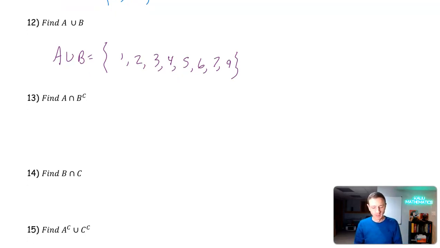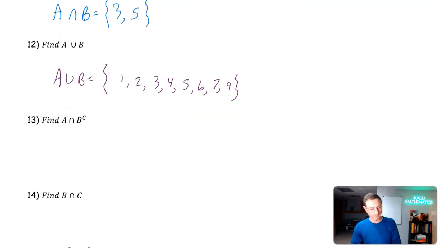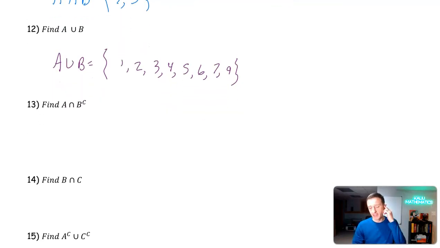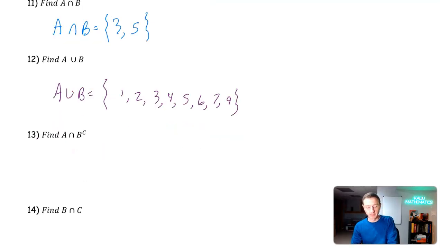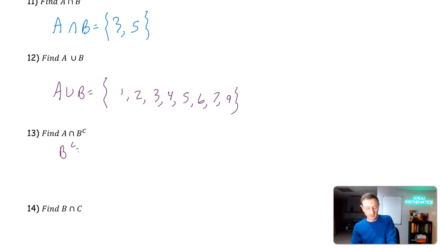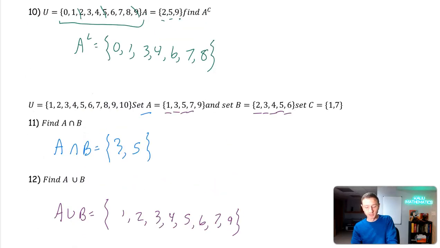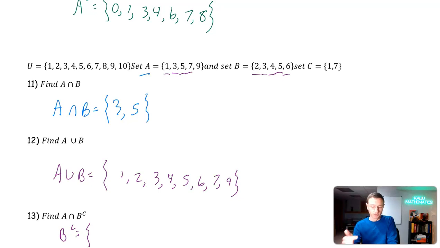Number 13. Find A intersecting the complement of B. So before we figure out A intersecting the complement of B, we first need to figure out what the complement of B is. B is 2, 3, 4, 5, and 6. The universal set is 1 through 10. So the complement of B would be everything that's not 2, 3, 4, 5, and 6.